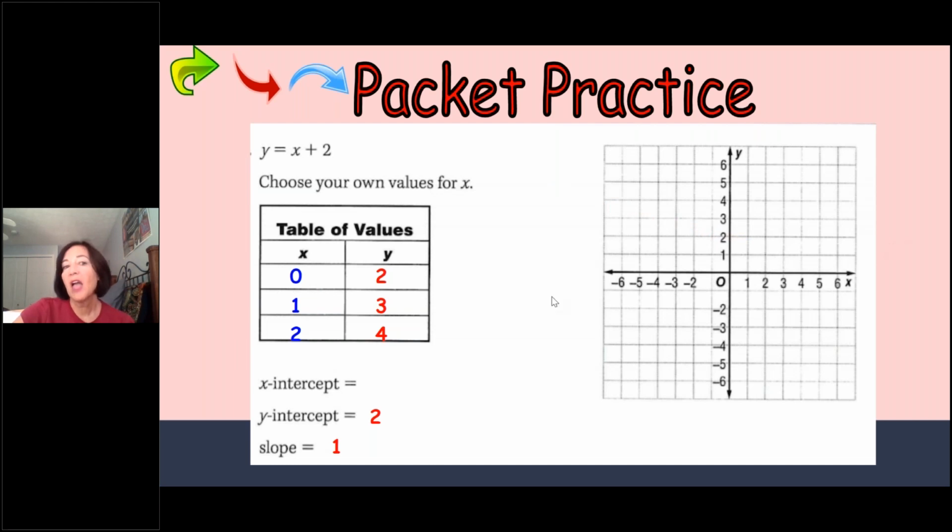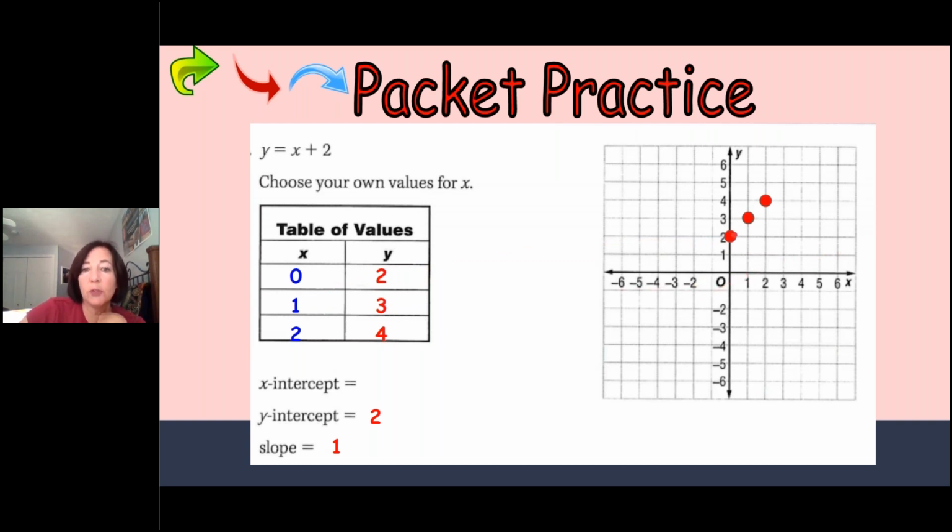Okay. So now I could fill out my graph the same way I did on the last problem. I could say my y-intercept is positive 2. My slope is 1. I'm going to turn that into fraction form. So it would be 1 over 1. So I'm going to rise 1, run 1, rise 1, run 1. I could do that. Or I could plot these points. I have 3 points that I just came up with.